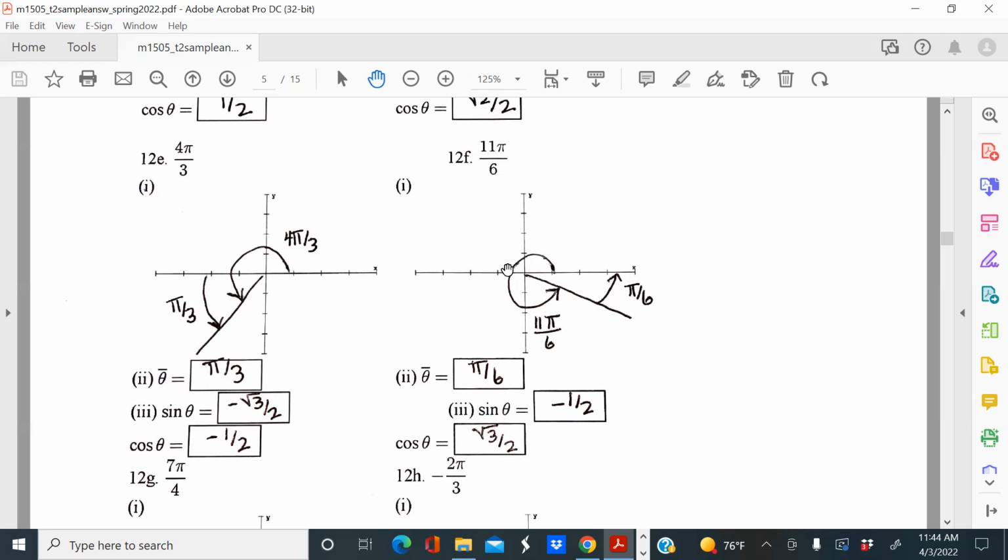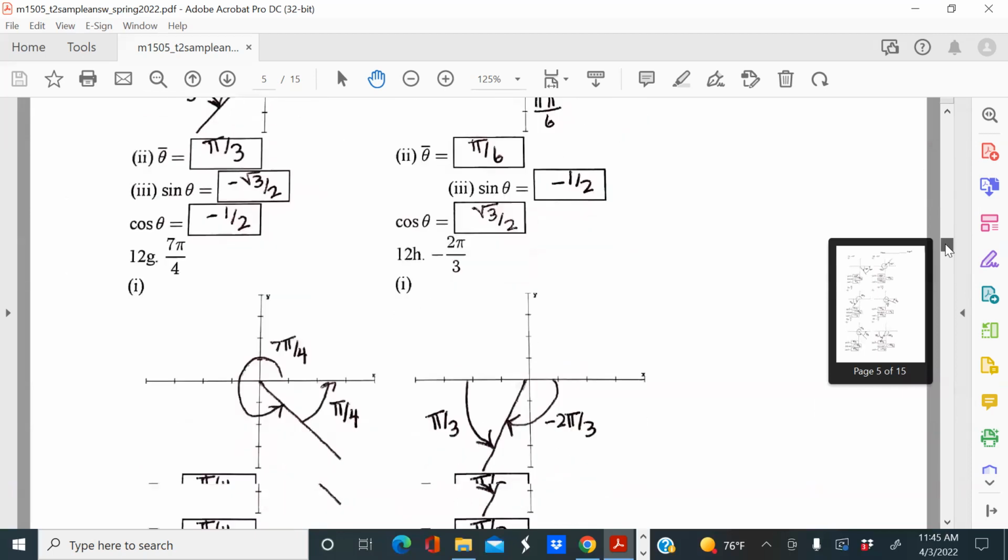There's a picture of it, right? So there's our 11 pi over 6, almost one full revolution, except we're pi over 6 short of one full revolution. That means our reference angle is pi over 6, because the positive angle between the terminal side and the x-axis will be this angle, pi over 6. And now you can just use your reference angle to compute the sine and cosine of the original 11 pi over 6. They'll be the same as the sine and cosine of pi over 6, except again, we have to adjust the signs.